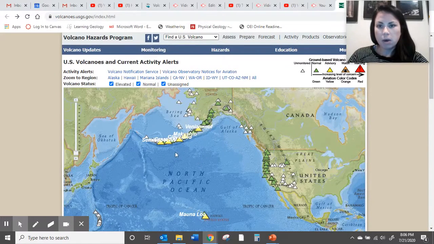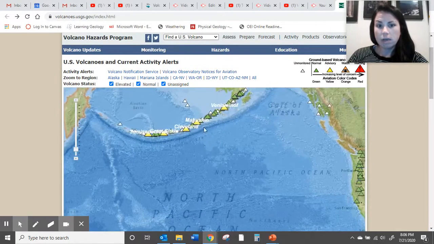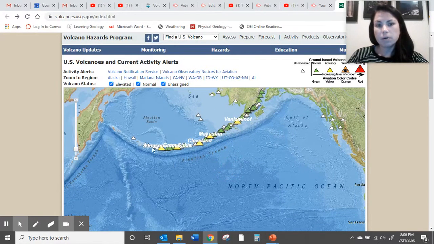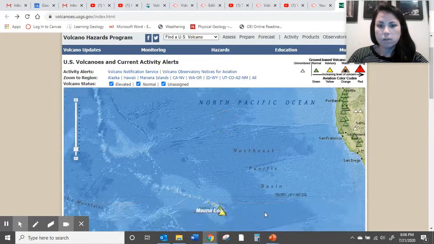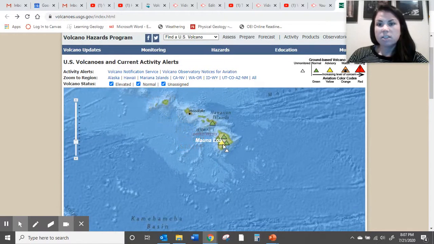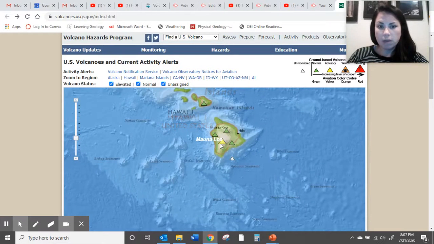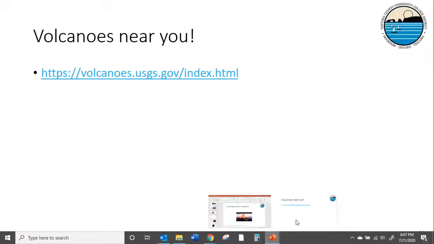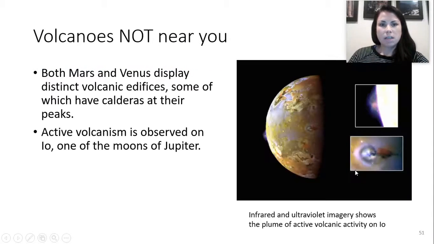Okay, so we have some yellow, which is increasing level advisory, up here in Alaska. And so this part of Alaska, that's part of that ring of fire that I was explaining earlier. So now if we go down to Hawaii, we can see that Hawaii is just a yellow advisory. And this is the current active volcano here on the Big Island. So I recommend you check out this website if you find this interesting, and maybe you'll learn something new about volcanoes near you. So let's go back to our presentation and let's talk about volcanoes not near you.